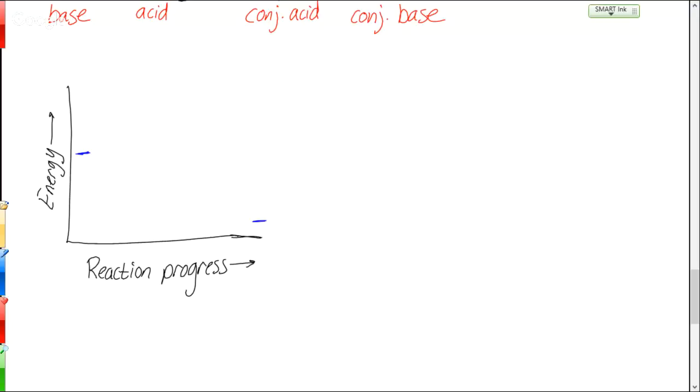So the only thing left is to draw the activation energy, which is the little hump that it has to go over to get started. Looking at this diagram, we can pick out a few key things. The overall energy of the reaction is the difference between the starting and ending point. That's how much energy is released overall in the reaction.